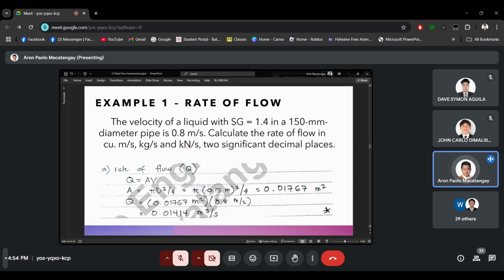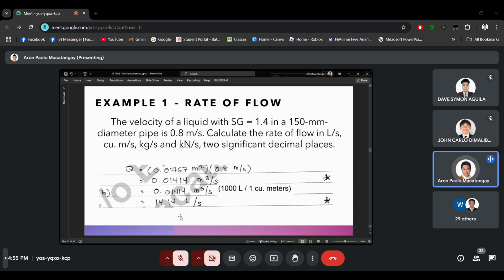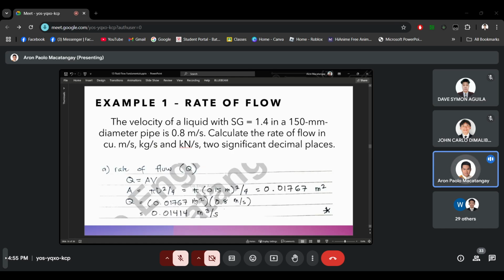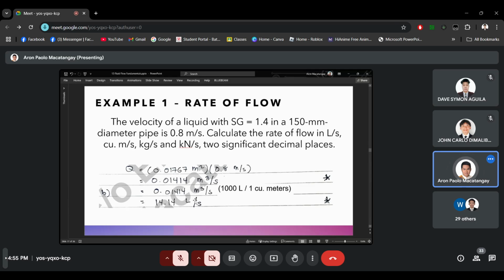Using this volume flow rate, we just convert it to liters by multiplying it by 1000 liters per 1 cubic meter. And we get 14.14 liters per second. So these two values are the volume flow rates of our fluids. So next one, can someone help us solve for mass flow rate and weight flow rate?